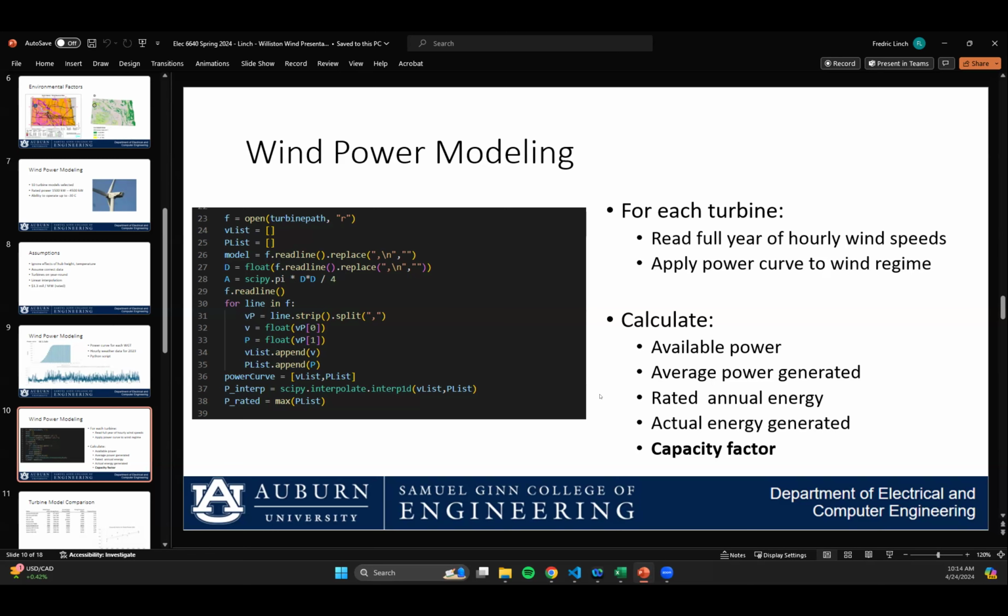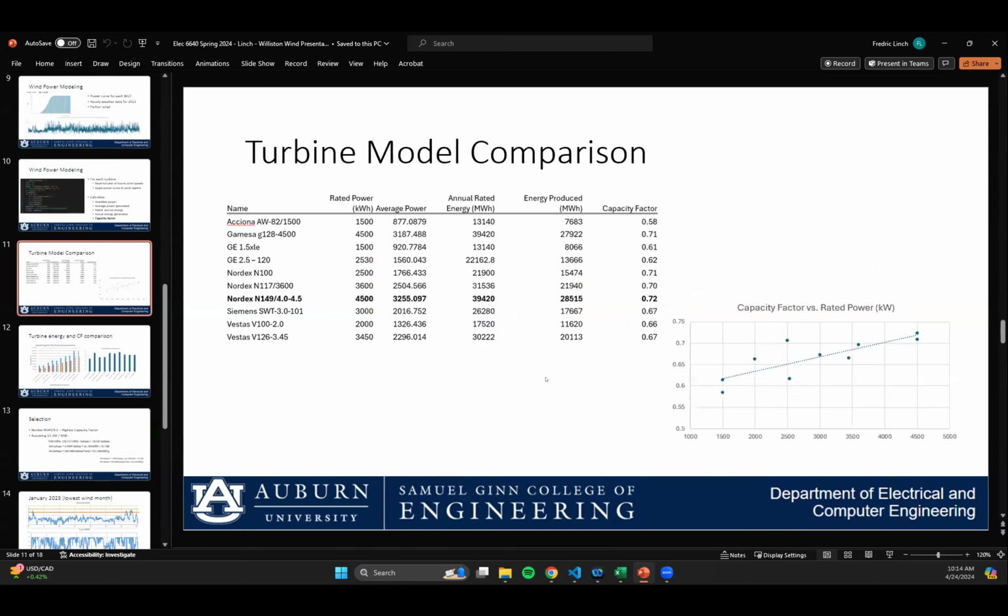parameters that we looked at for our choice of wind turbine, assuming it was 1.3 million per rated megawatt for construction. And then this is how our turbines all compare to each other. So the 4.5 megawatt rated power Nordex N149 had a 72% capacity factor, and would be able to produce about 28,000 megawatt hours over the course of the year, assuming an 8,760 hour runtime.